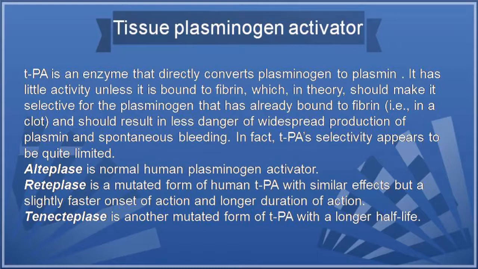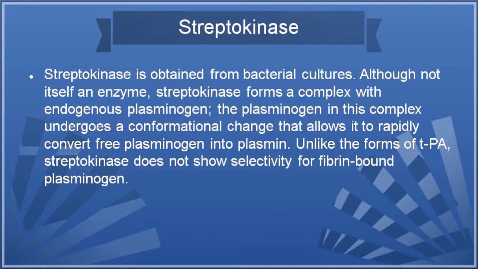Alteplase is normal human plasminogen activator. Reteplase is a mutated form of human TPA with similar effects but a slightly faster onset of action and longer duration of action. Tenecteplase is another mutated form of TPA with a longer half-life.